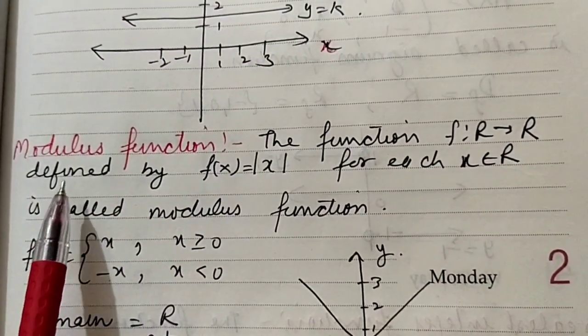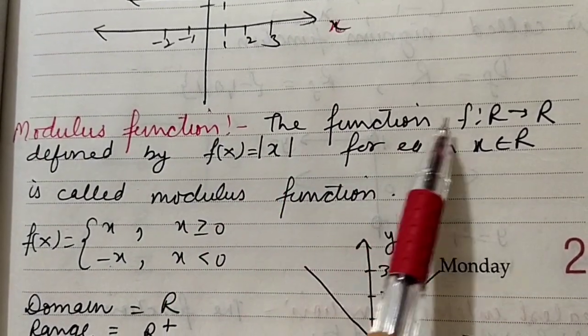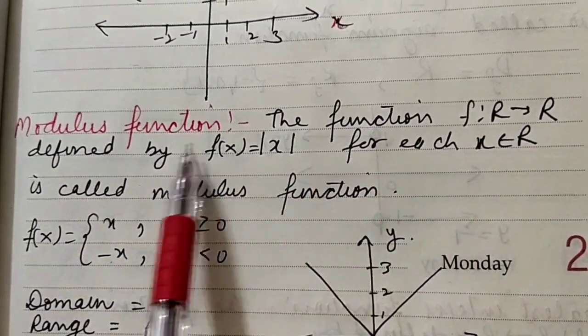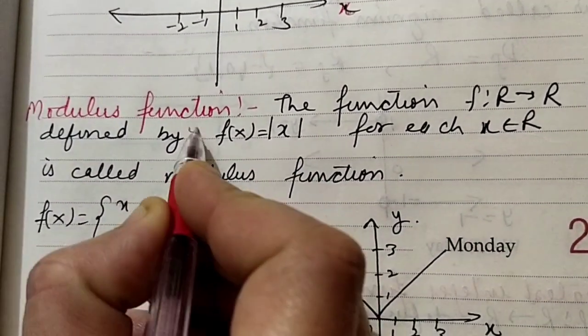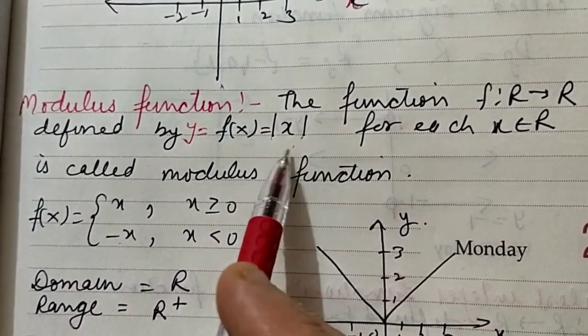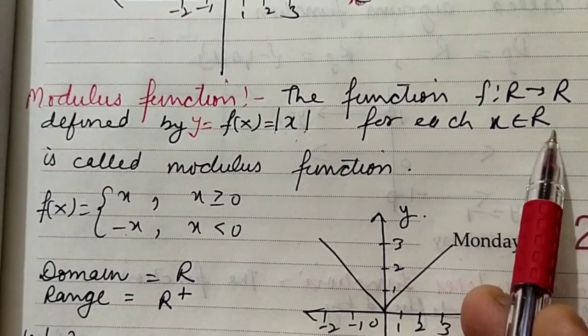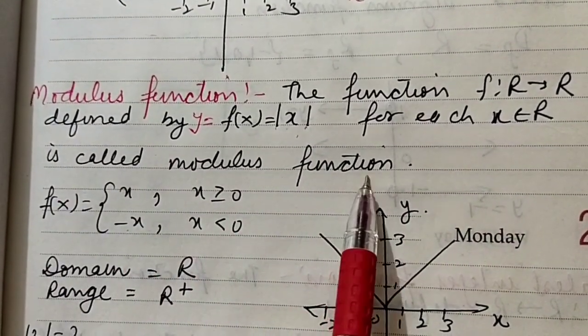Next is a very important type, the modulus function. We will define this function as f from R to R by f(x) is equal to y, meaning y is equal to |x|. These two lines are called mod x. For each x belonging to R, it is called the modulus function.